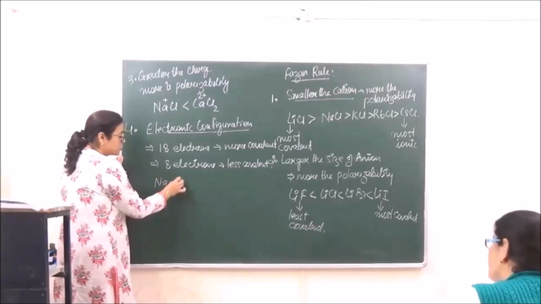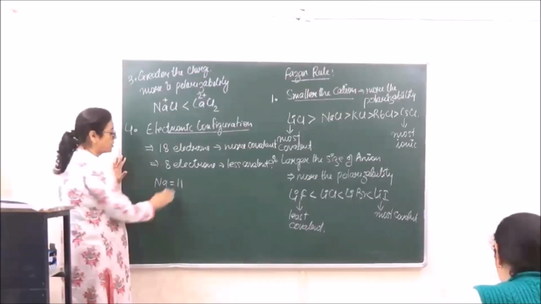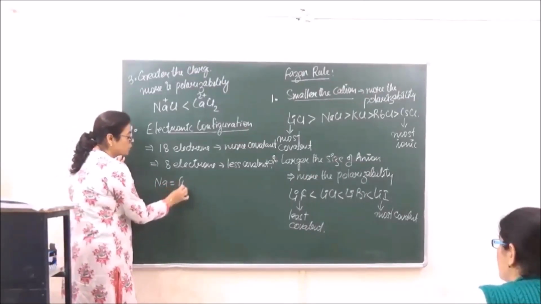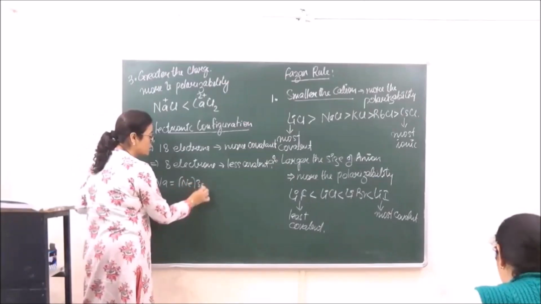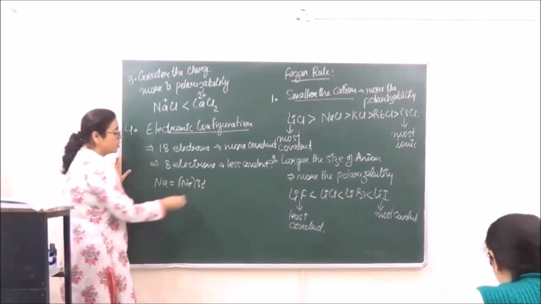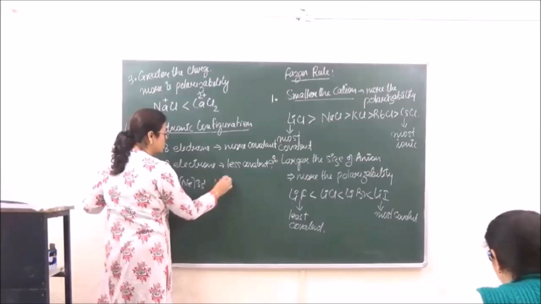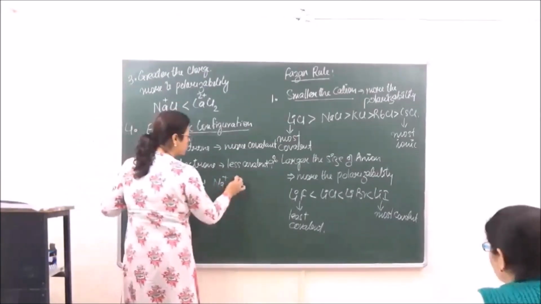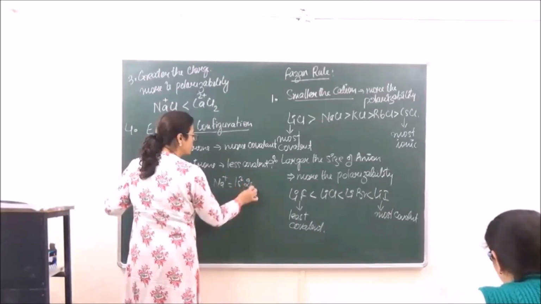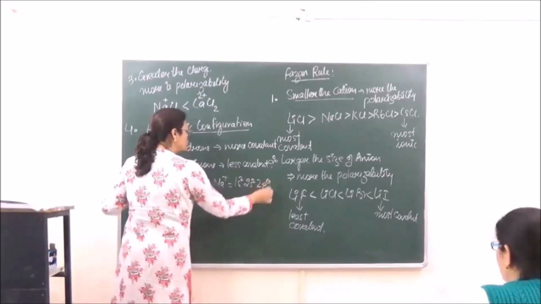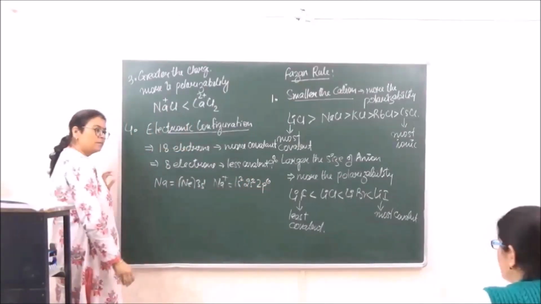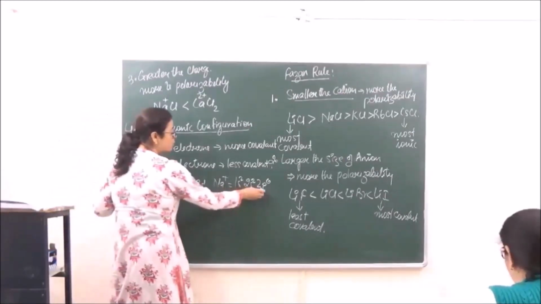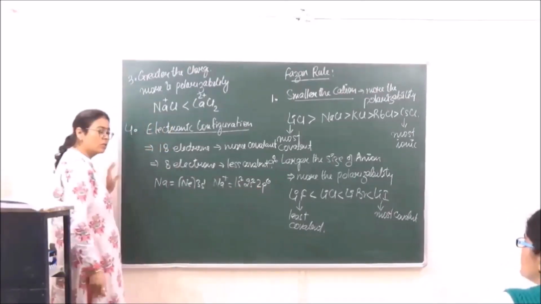We know that the electronic configuration of sodium is neon 3s1. Okay. So for Na positive, the electronic configuration is that of neon. The electronic configuration of neon is 1s2, 2s2, 2p6. Okay. So in this, the outermost shell has 8 electrons.